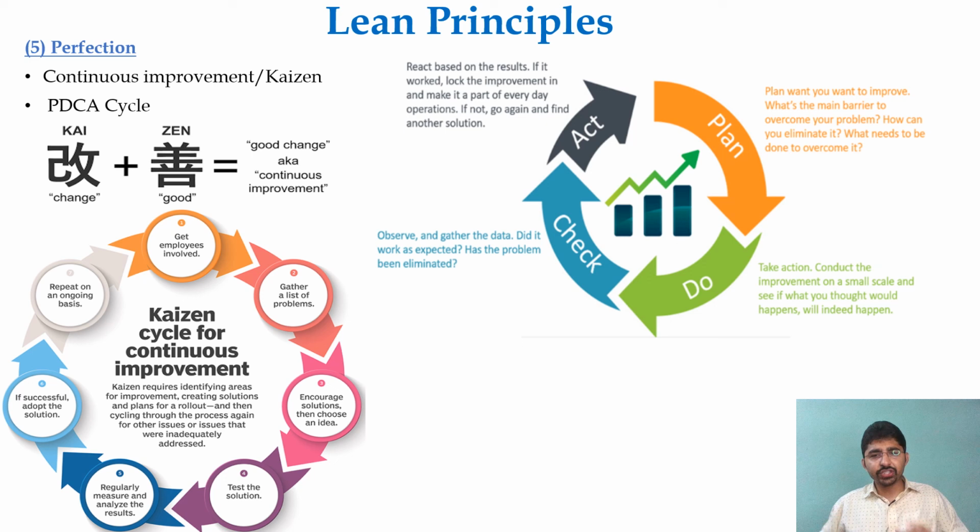So to ensure that, there are 2 key principles. The first is continuous improvement, which is called Kaizen. The second is the PDCA cycle, which I hope everyone knows, which is called the plan-do-check-act cycle.